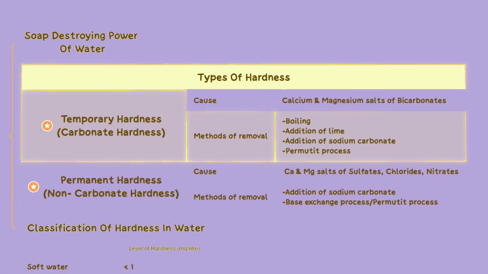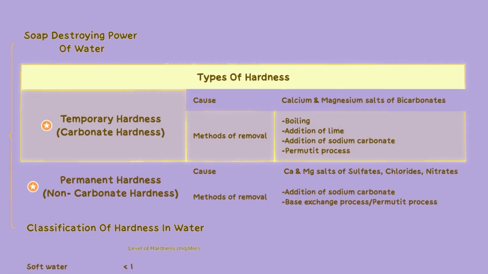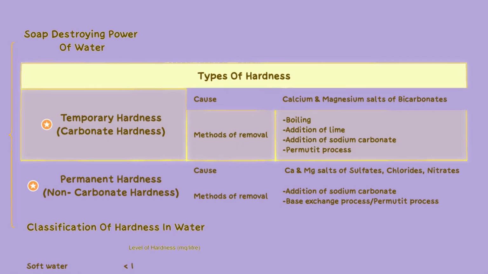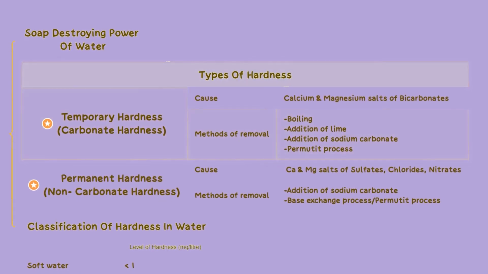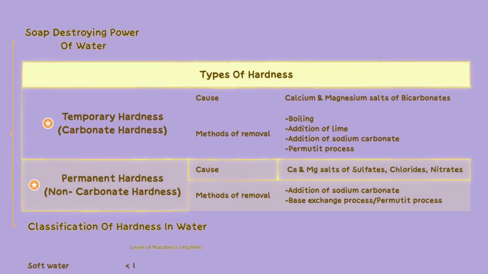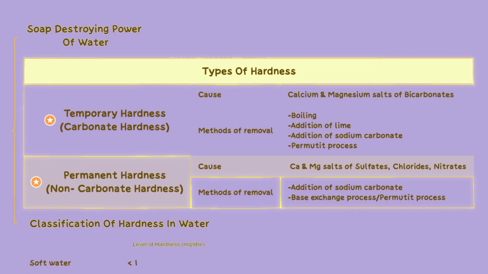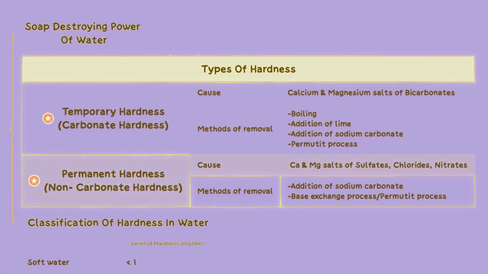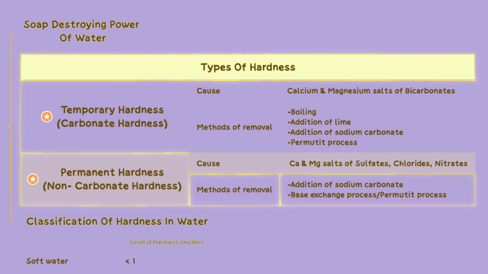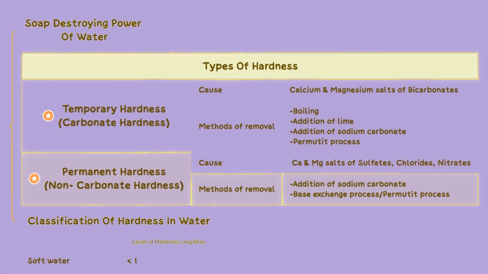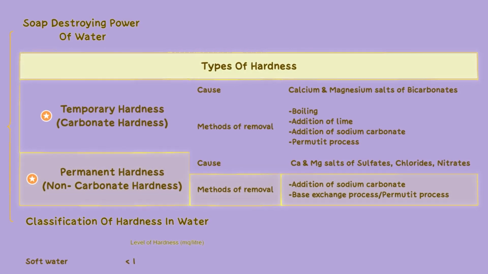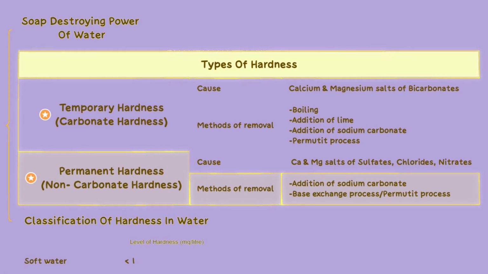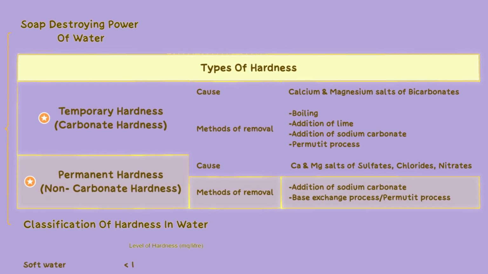It can be removed through various methods, including boiling the water, adding lime, or sodium carbonate, or using processes like the permutate process. Permanent hardness, on the other hand, is caused by calcium and magnesium salts of sulfates, chlorides, or nitrates. It cannot be eliminated through boiling alone. Methods to remove permanent hardness include adding sodium carbonate or using processes like the base exchange process or permutate process.